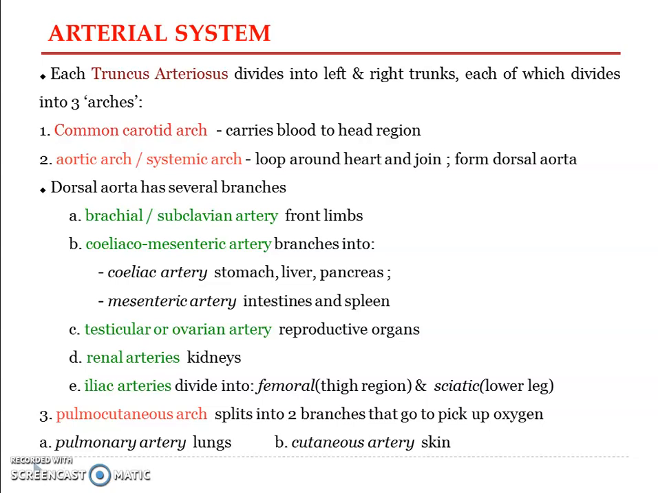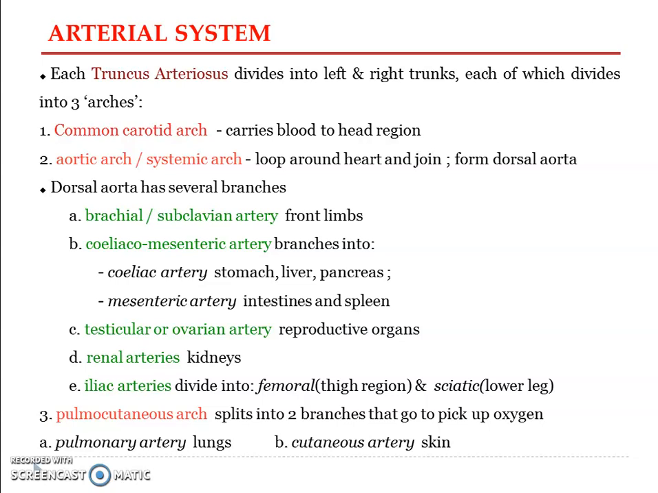Okay. So from each of these, you can see the carotid arch supplies blood to the head region. Then the systemic arch supplies blood to the various body parts. The pulmocutaneous, as the name suggests, carries blood to the lungs as well as the skin. The carotid arch of each side further divides into external and internal. All these we will be discussing in the coming slides. Okay, I suppose it is clear.